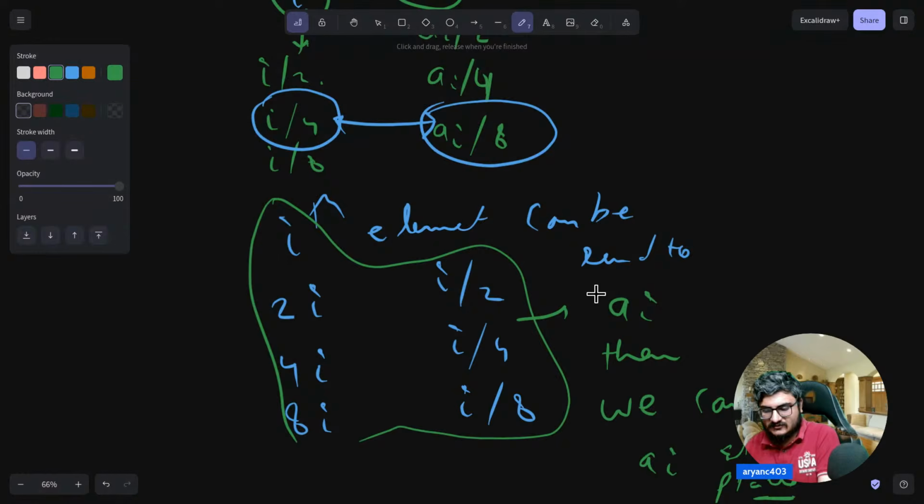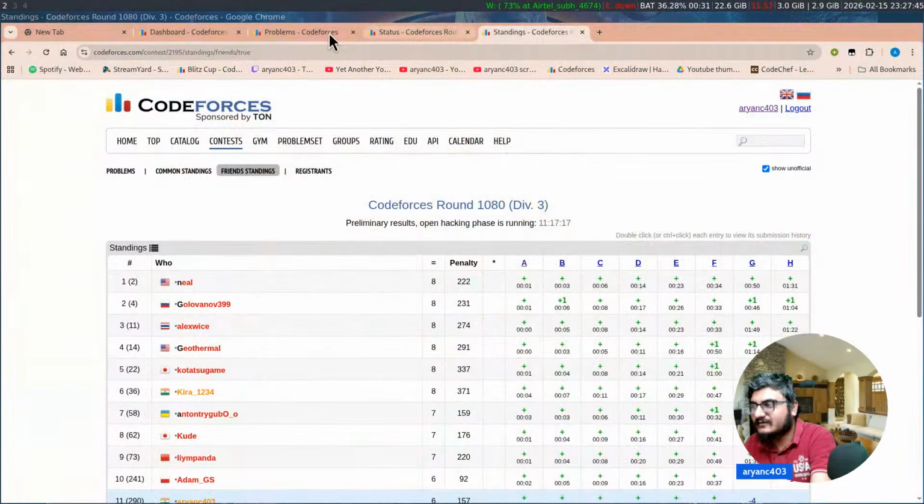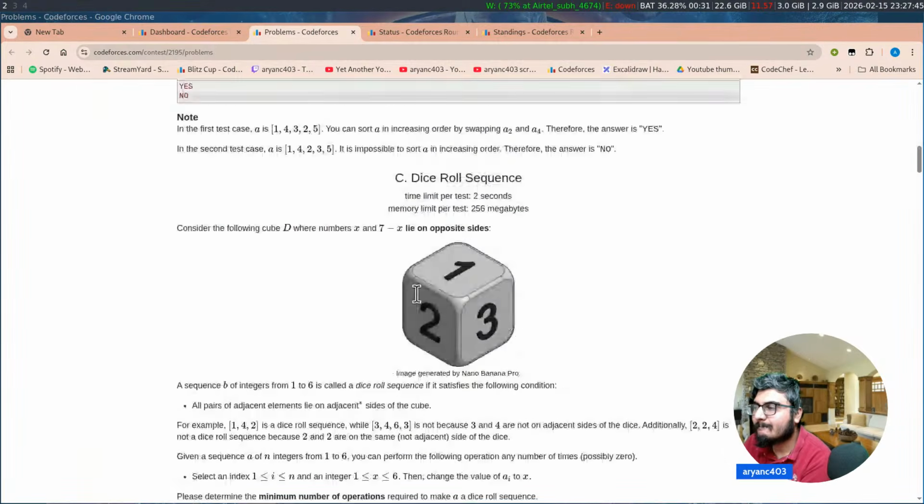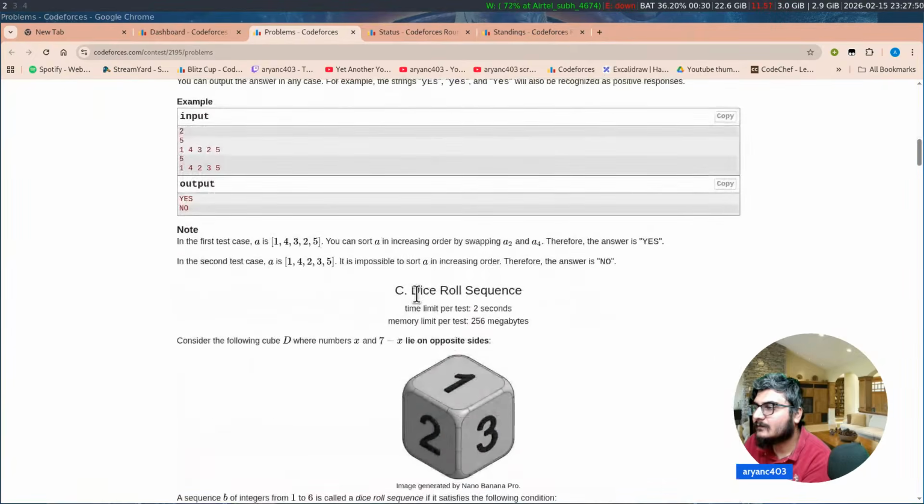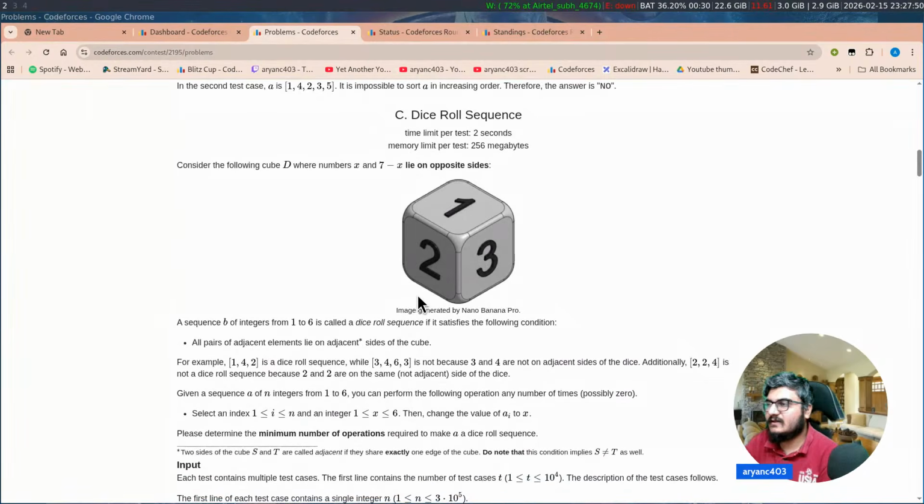Okay, let's first read problem C. Consider the following cube die where numbers x and 7 minus x lie on the opposite side. A sequence of integers from 1 to 6 is called a die-roll sequence if it satisfies the following condition: all pairs of adjacent elements lie on distinct sides of the cube. For example, 142 is a die-roll sequence. For example, 1 would be here, 4 would be on this side, 2 would be here.